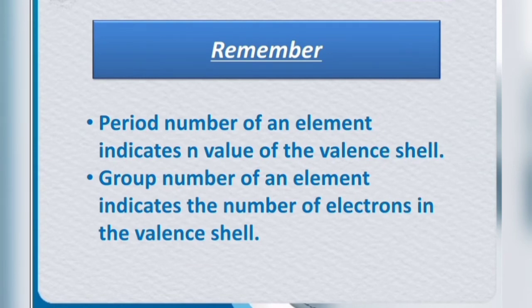Students, you can determine the valence shell electronic configuration of an element from the position of the element in the periodic table. Always remember that the period number of an element indicates the n value of the valence shell, and the group number of an element indicates the number of electrons present in the valence shell.